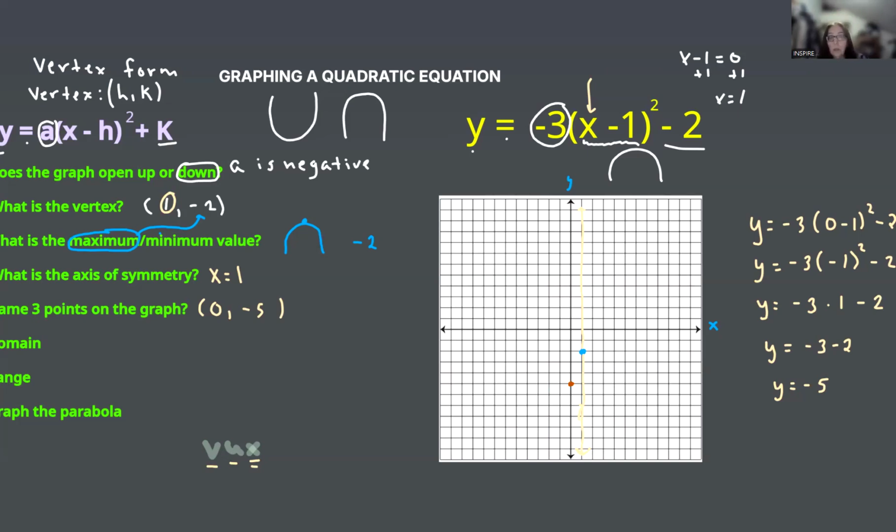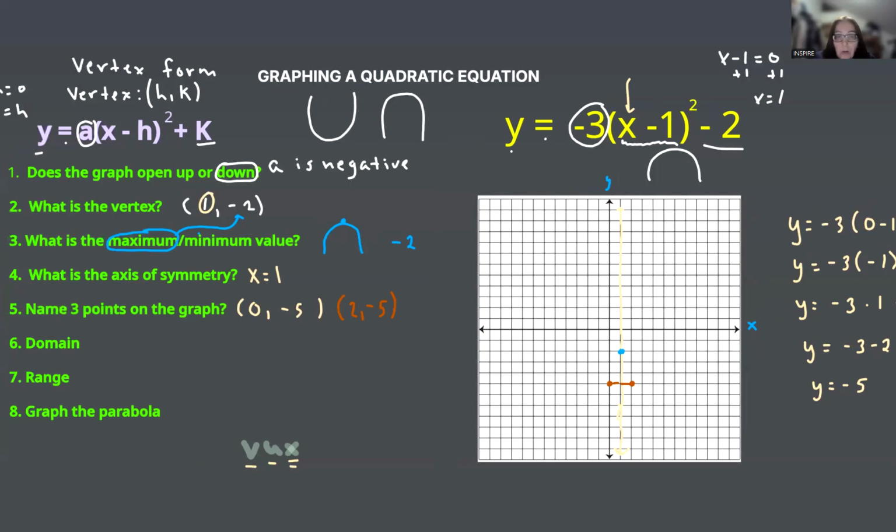Now, because we know the axis of symmetry, that's where your parabola folds on top of one side. So take one side and fold it on top of the other. So if this point is 1 over from the axis of symmetry, there has to be another point on the other side 1 over. And that point is going to be 2, negative 5. So now we have 3 points because we also have the vertex. The vertex is 1, negative 2.